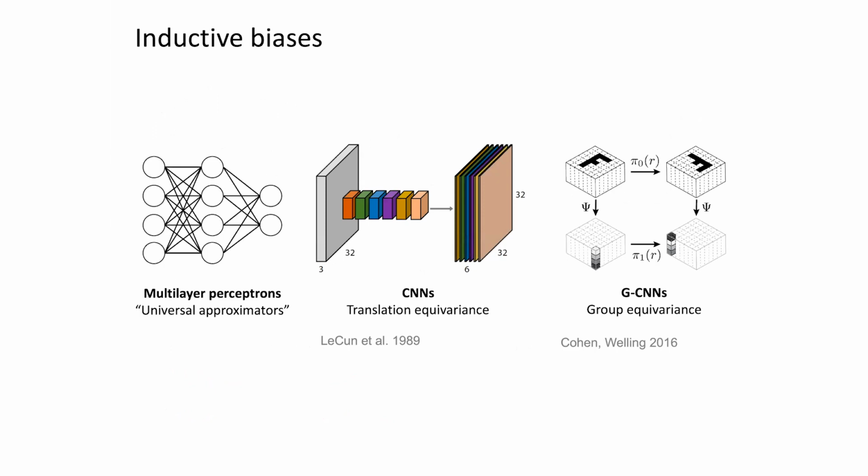Basically, going from multi-layer perceptrons, which are universal approximators, to convolutional neural networks that incorporate shift equivariance in their architecture, we can obviously extend these concepts. So there was a nice line of works from the group of Max Welling, extending shift equivariance to general group operations. The question is, is it the end of the story?